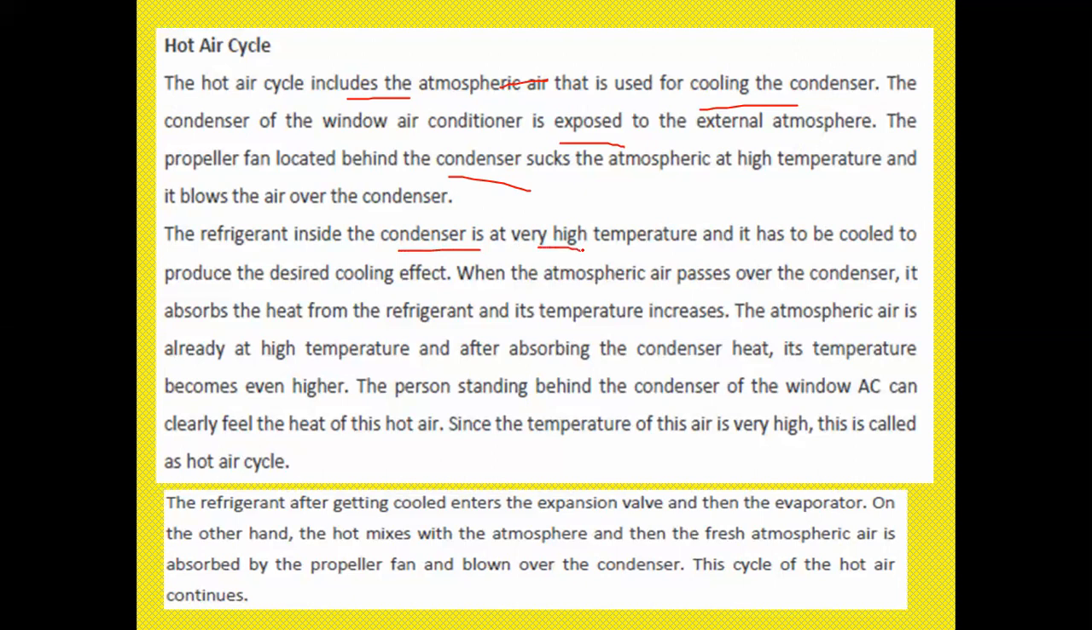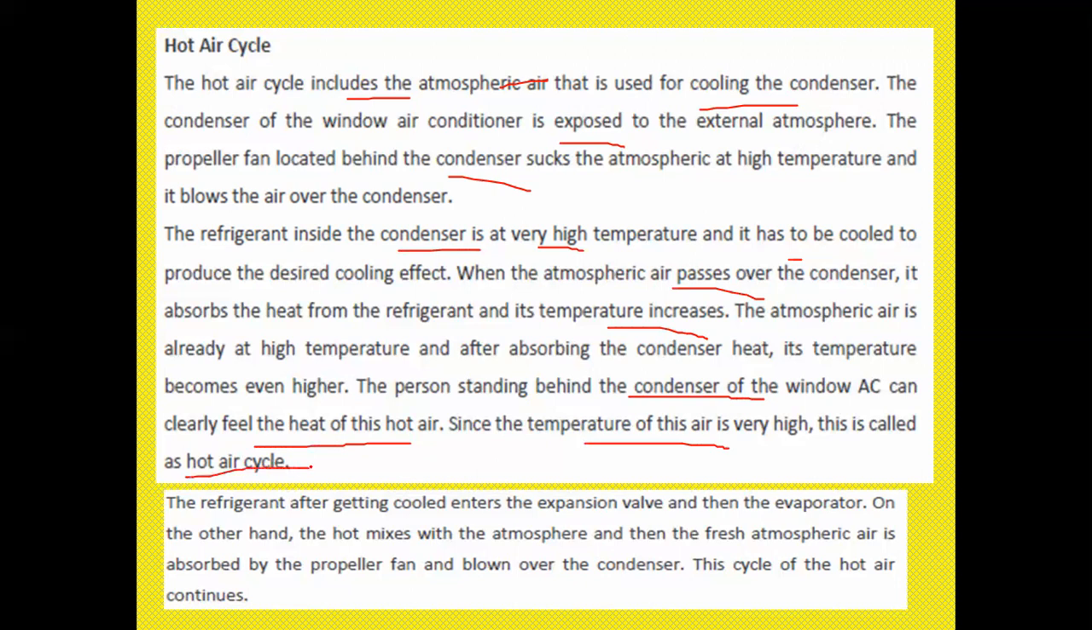Next, the refrigerant inside the condenser is at very high temperature and has to be cooled to produce the desired cooling effect. When the atmospheric air passes over the condenser, heat is absorbed from the refrigerant, and the air temperature increases. The atmospheric air is already at a high temperature, and after absorbing heat from the condenser, the temperature becomes even higher. The person standing behind the condenser of the window AC can clearly feel the heat of the hot air. Since the temperature of the air is very high, this is called the hot air cycle.